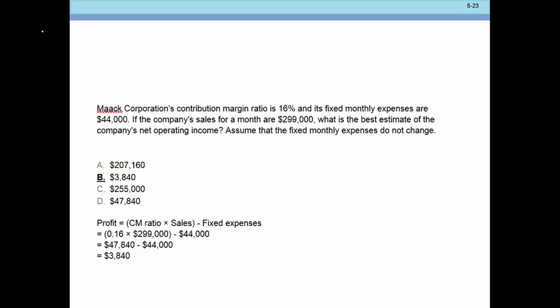Okay, good. So let's try a couple questions now using the contribution margin ratio then. And we come over and we see that they're just calling out the contribution margin ratio to us here. We don't have to calculate it. They just gave it to us, didn't they? Okay. And they say that the monthly fixed expenses are $44,000, and they want to see that if the company has sales of $299,000, what's going to be our operating income?